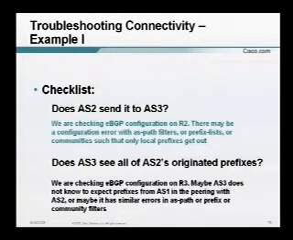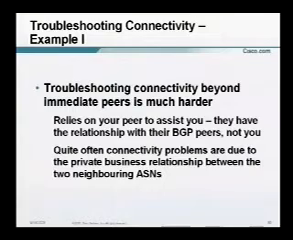another of the 16,000 ASs out there. So you're going to need to rely on your neighbor, AS2, to actually work with AS3 to figure out what's going on. Cooperation. Okay? So troubleshooting connectivity beyond immediate peers is much harder. It relies on your peer to assist you. They have a relationship with the peers, not you.